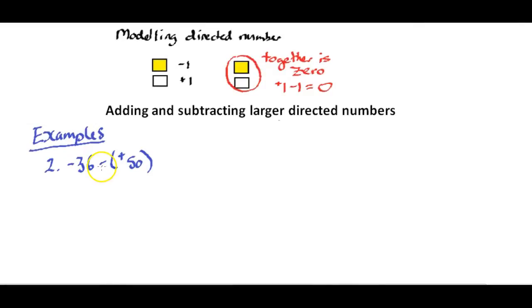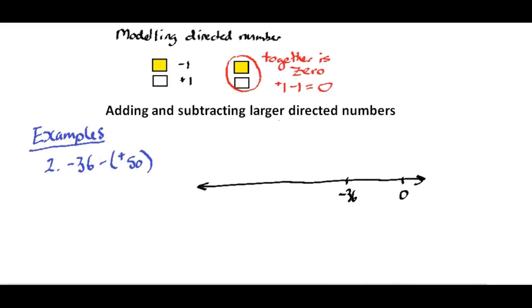In my second example, we start with a negative 36. We're going to subtract a positive 50. So we're going to use our number line again. So we draw our number line. And the first number that goes on our number line is this one here, so negative 36. So 0 is up here somewhere.